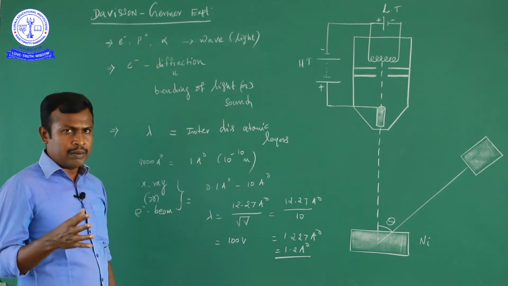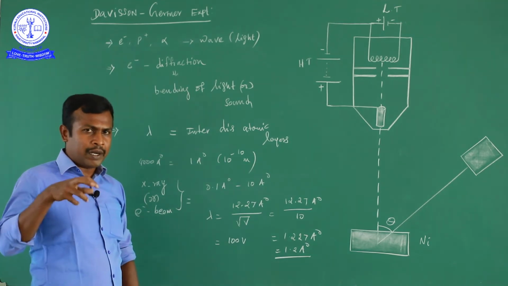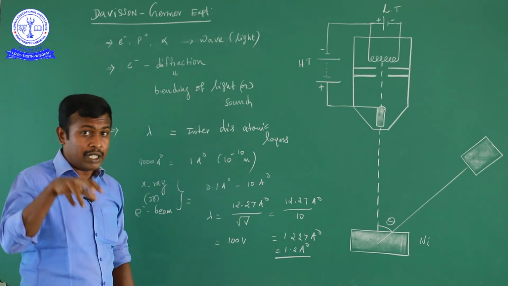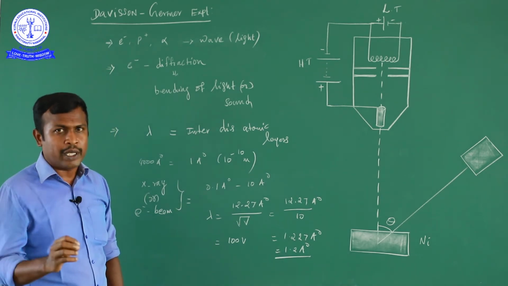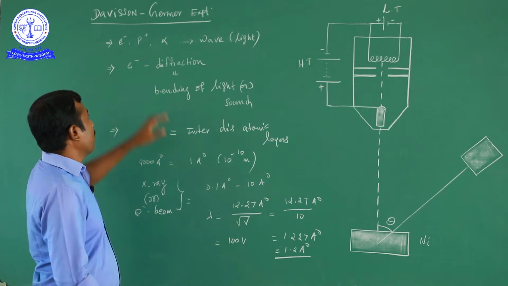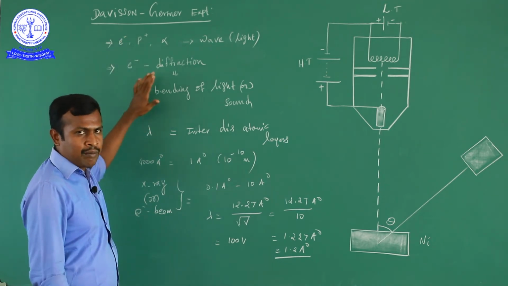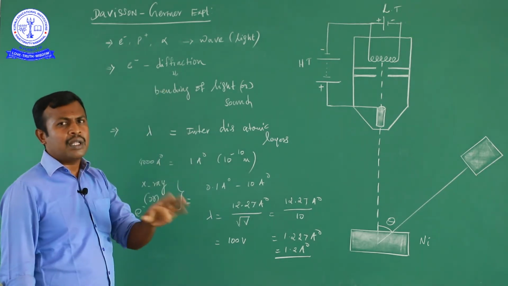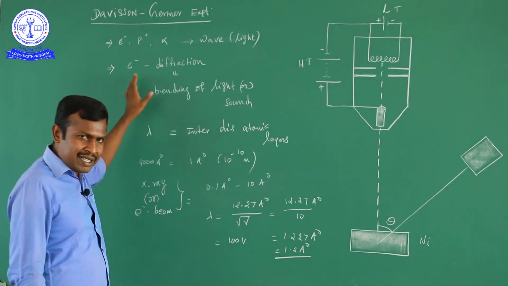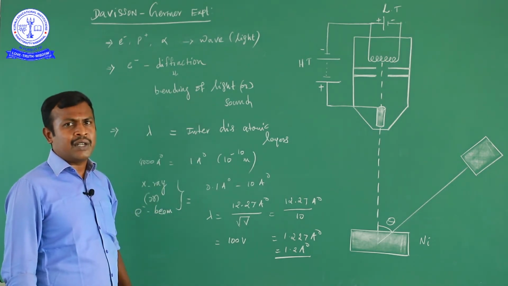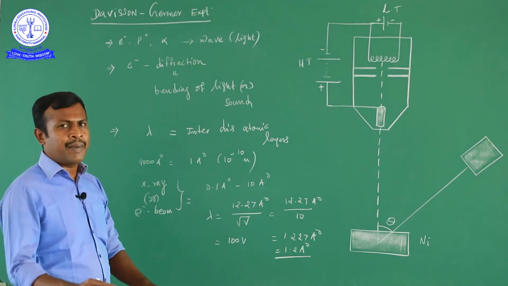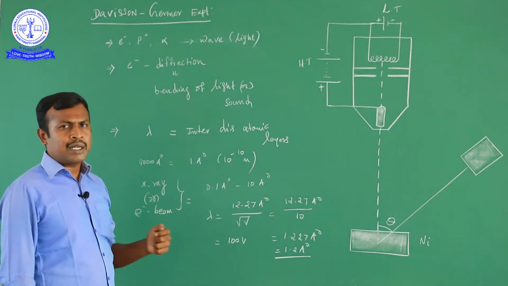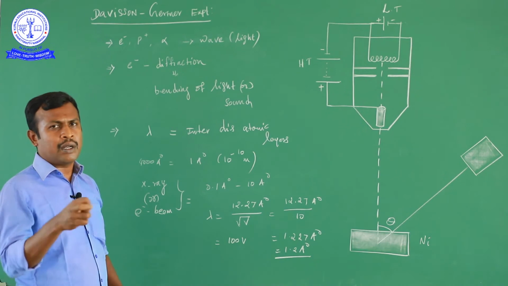So the de Broglie concept: de Broglie said that all objects in particle nature possess wave nature, which was proved experimentally by Davisson-Germer. In the Davisson-Germer experiment, when accelerating electrons hit nickel crystals, they undergo diffraction. When the accelerated electron falls on a crystal, it undergoes diffraction. This is the major concept involved in the Davisson-Germer experiment.